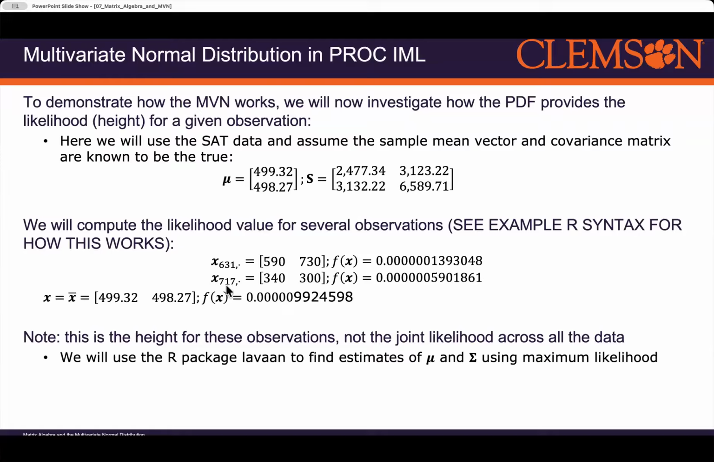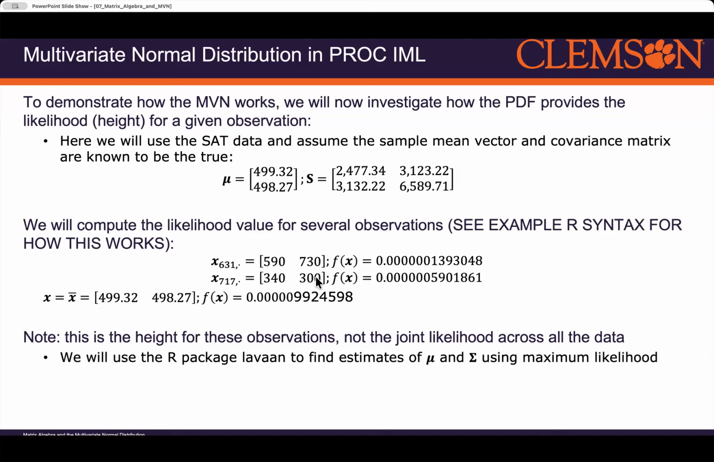And then for 717, you would see a similar number as well. Now, if we plug in the mean itself, we get the highest number right here, 9924598. So that is the highest likelihood itself. And what you'll see is, okay, which one is more likely, relatively speaking? Well, it's more likely to observe the mean, of course, that's at the peak. But between the two observations I had pulled, it looks like 717 is.